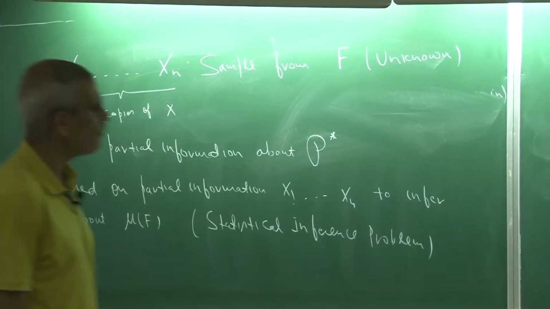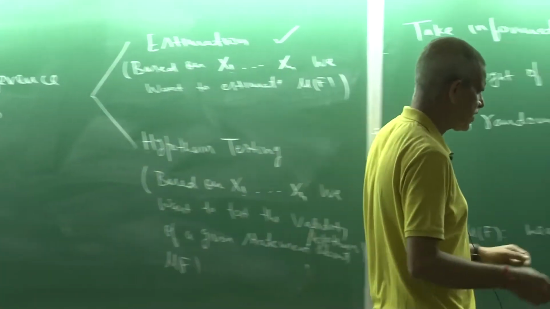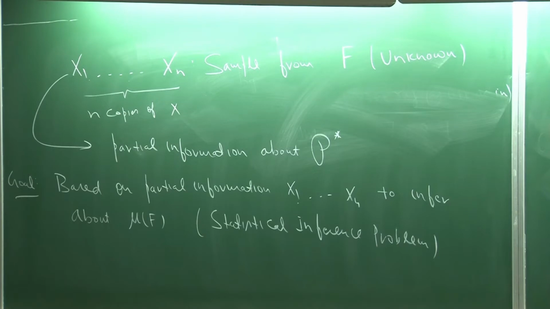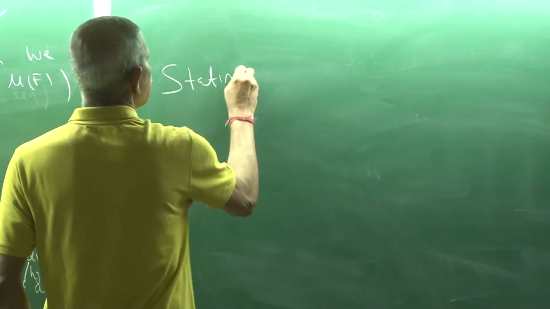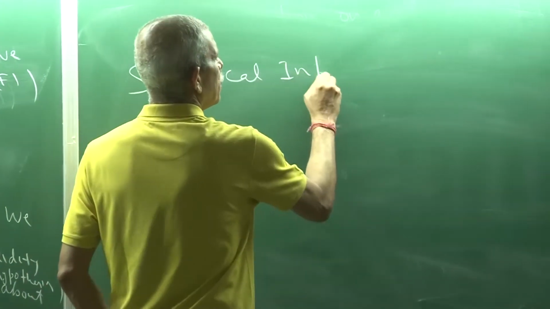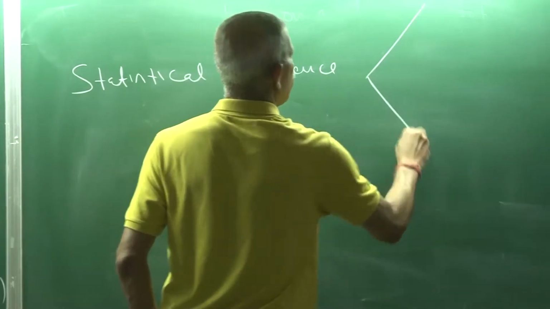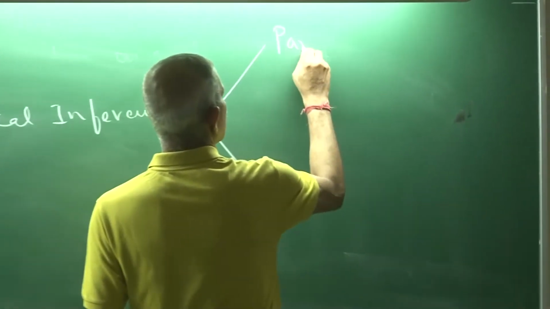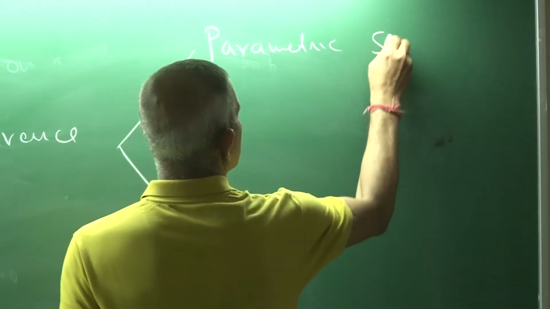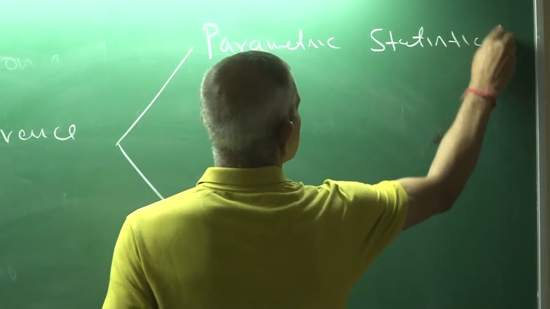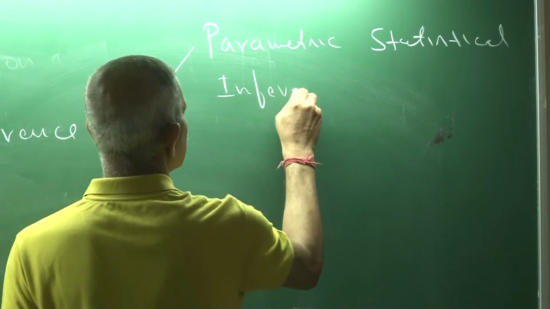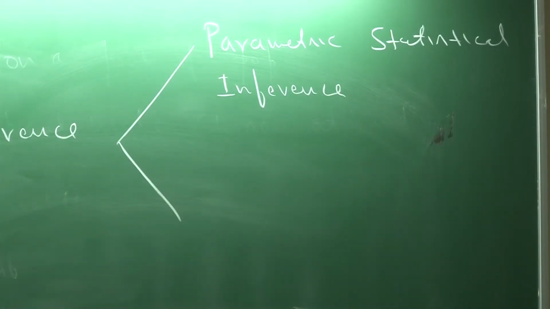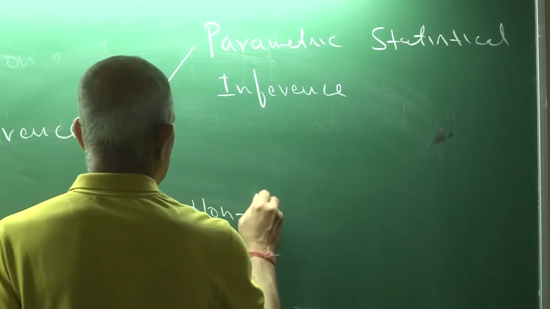Now, statistical inference problems are further classified into two parts. One is called the parametric statistical inference problem, and the other is called the non-parametric statistical inference problem. So, statistical inference problems are again classified into two parts: parametric statistical inference, and the second kind of problems are called non-parametric.